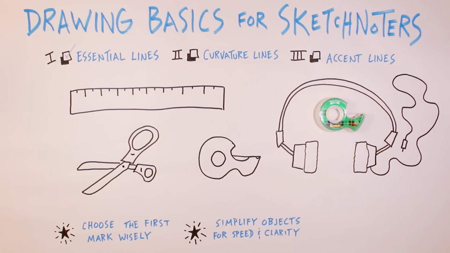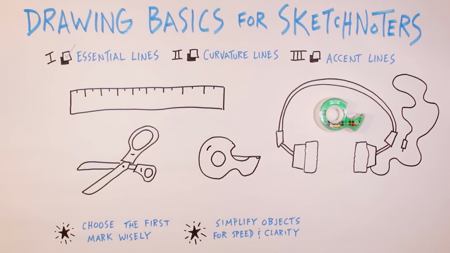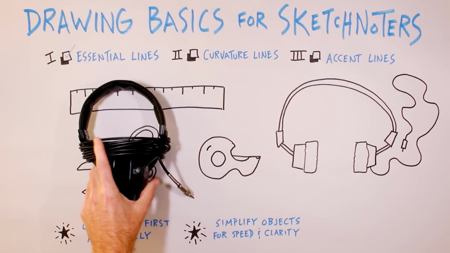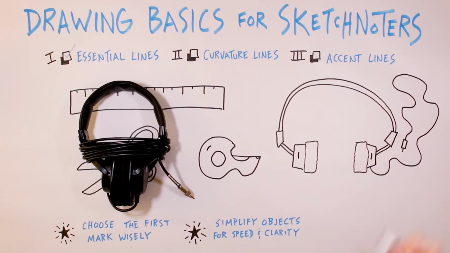For the roll of tape, adding a curvature line somewhere around the inner circle helps to clarify what is white space and what is not. It makes it a little bit easier to see the plastic frame and the circular hole in the middle of it. With our headphones, I think adding curvature lines to the plastic backing behind the earpieces is most helpful.